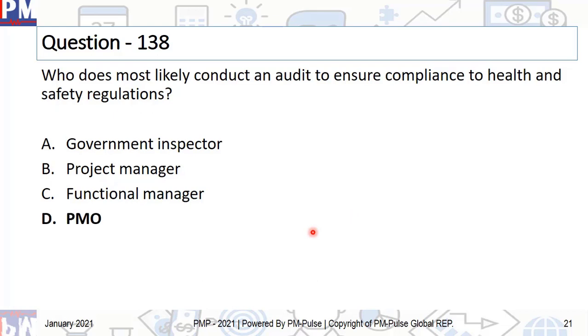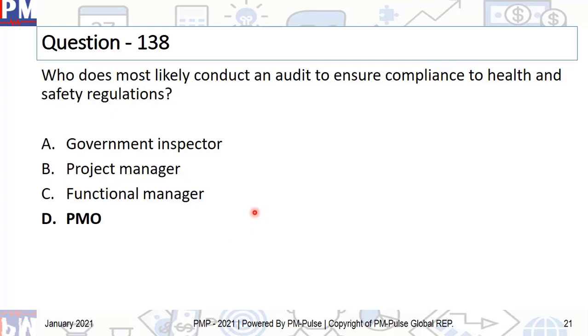And the correct answer is PMO. Well, most of the organizations which do a lot of projects have a PMO, but it's not necessary that every organization has to have a PMO. But most of the companies where they do a substantial amount of projects, where compliance and audits and other things come into the picture, they would have a PMO.